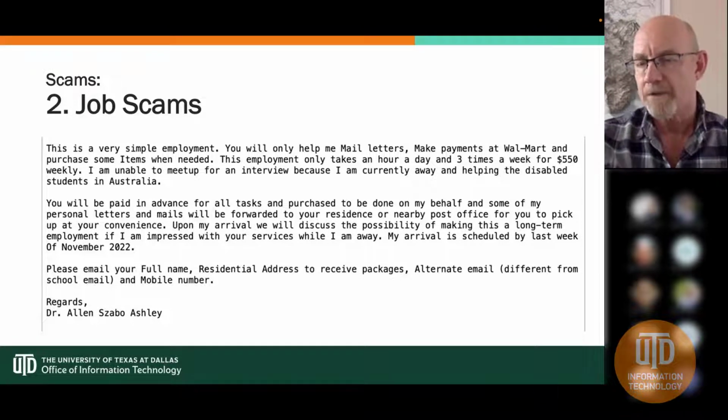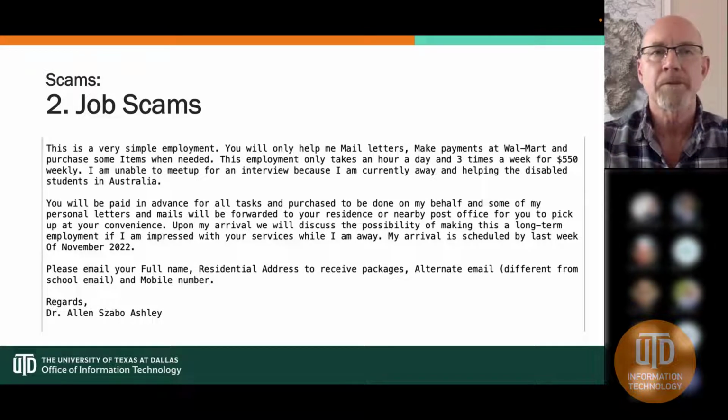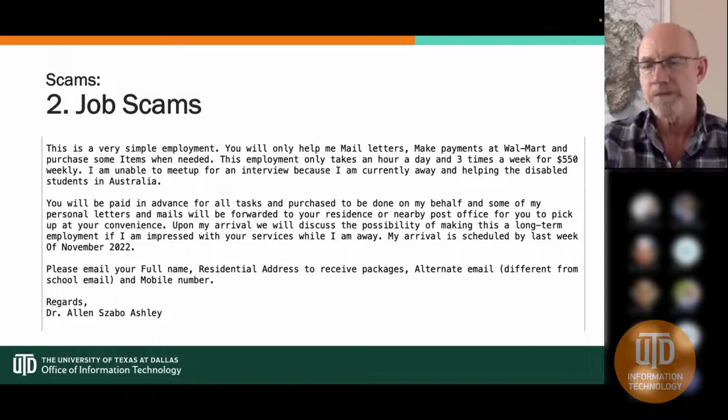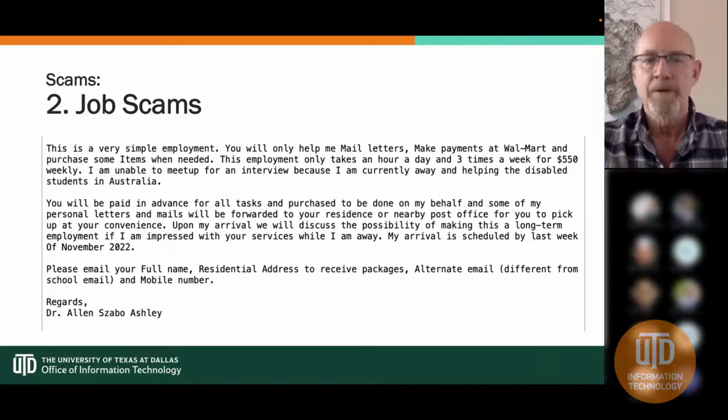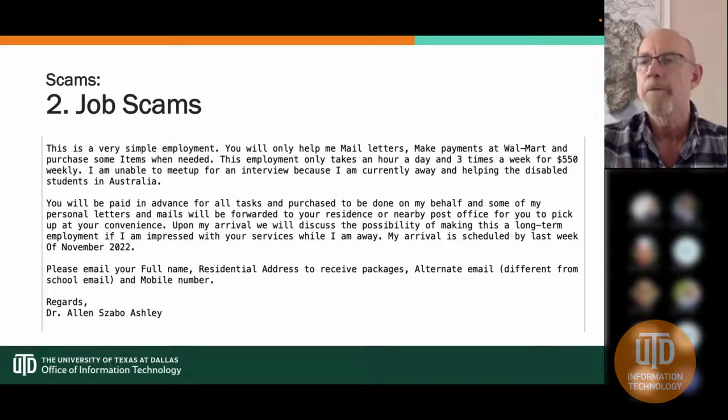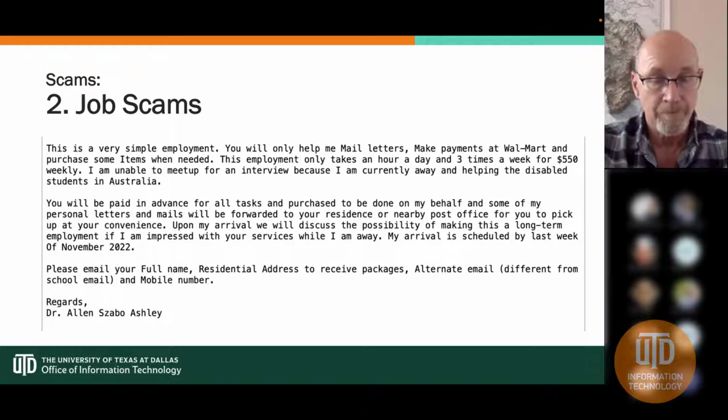We call that the bunny factor. It's one of the things that make you feel sorry, empathetic for the person. Oh, he's helping the disabled students in Australia. Okay, basically it's BS. He's not going to come and see you because he's a scammer. So that's his excuse for not meeting. But at the same time, he's trying to make you feel some kind of empathy for him.